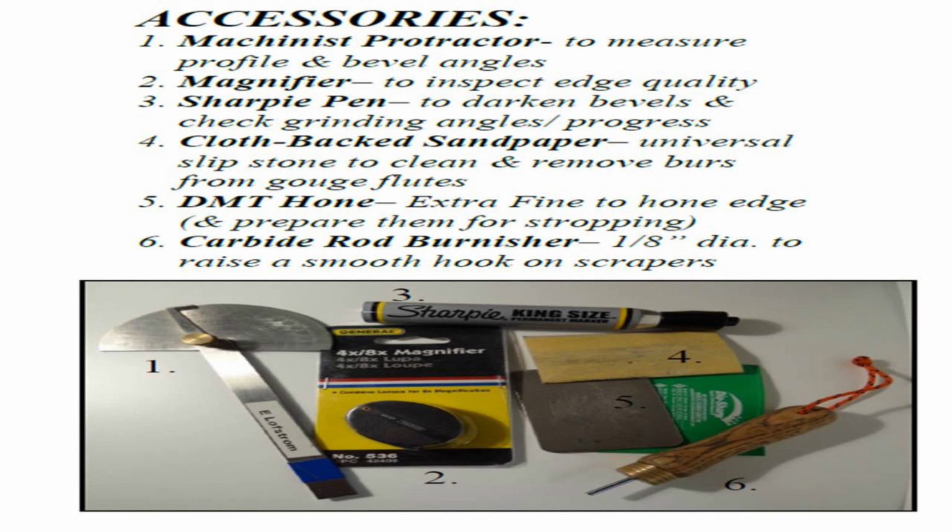When we look at some of the other accessories that make it easier to get going with sharpening your tools, we've talked a lot about angles. What's a good angle for the tool to be sharpened to? A good machinist protractor, a very inexpensive tool, is very helpful. You can pick these up at Lowe's or Home Depot, where you can actually measure the angle of the tool itself.